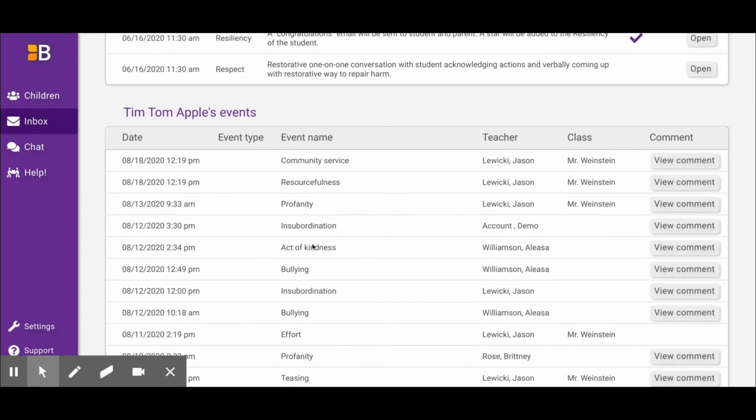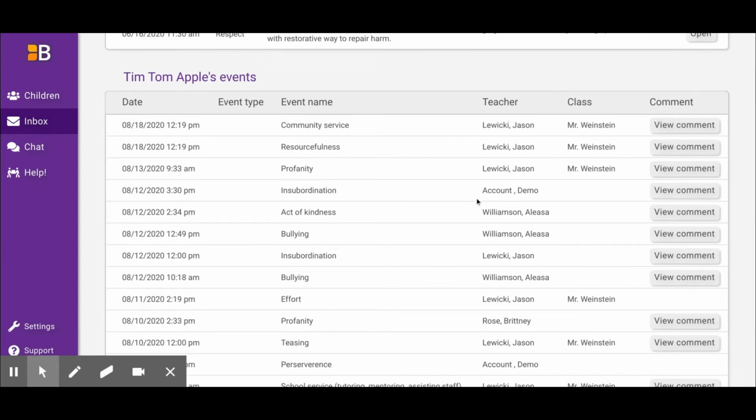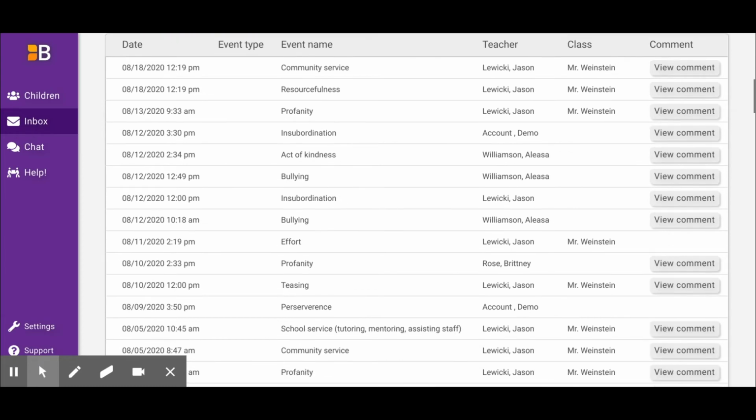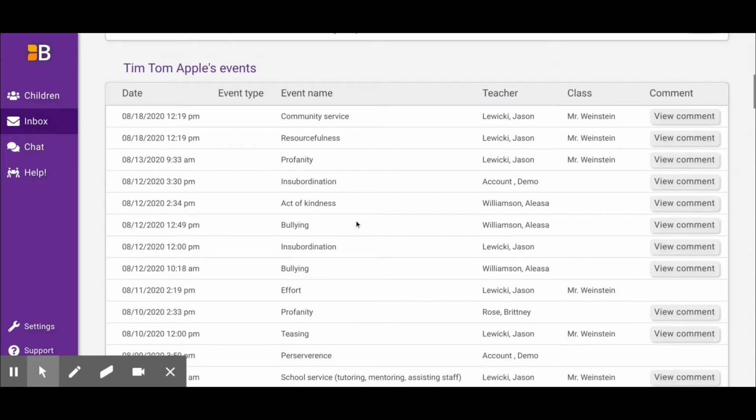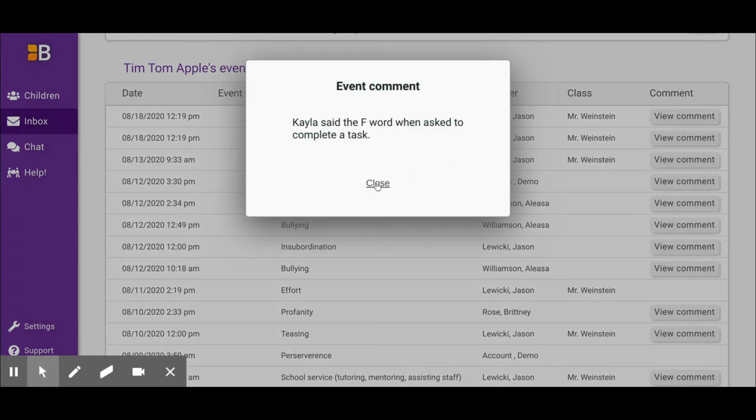Down here is where I can see every single event logged for my students, and I can see what teacher logged it right here or what administrator logged it. I can see that I'm looking at positive events right here when I'm looking at resourcefulness, active kindness, or something like effort. Those are all positive things. I can also see when my child gets logged something that's not so positive, like a profanity. So if I look right here at this date and the event name, profanity, I can see with what teacher, and I can actually go in here and see what was said.